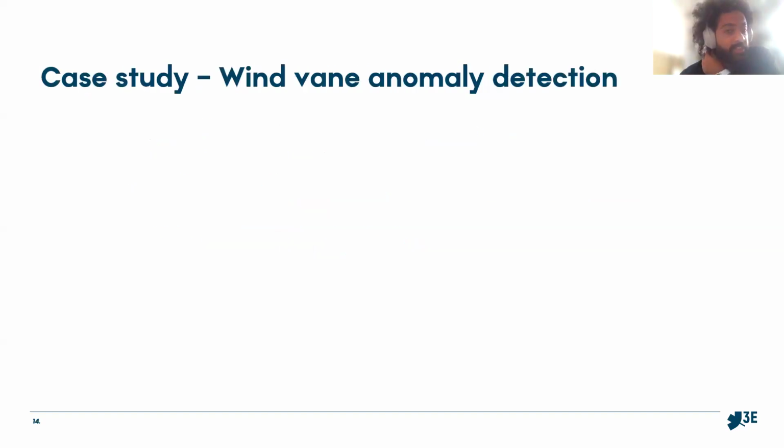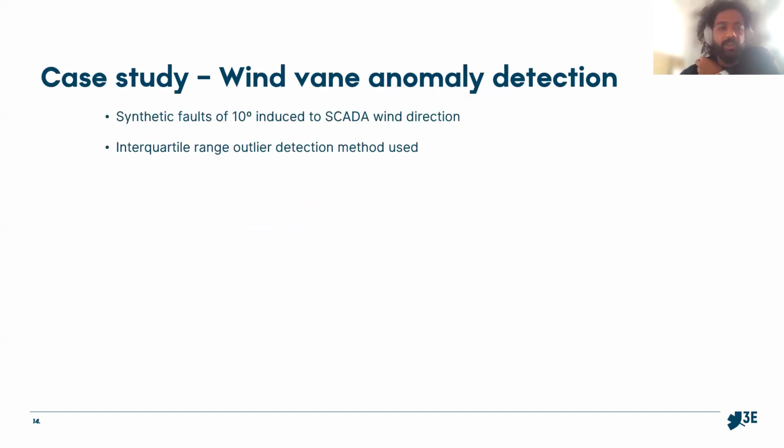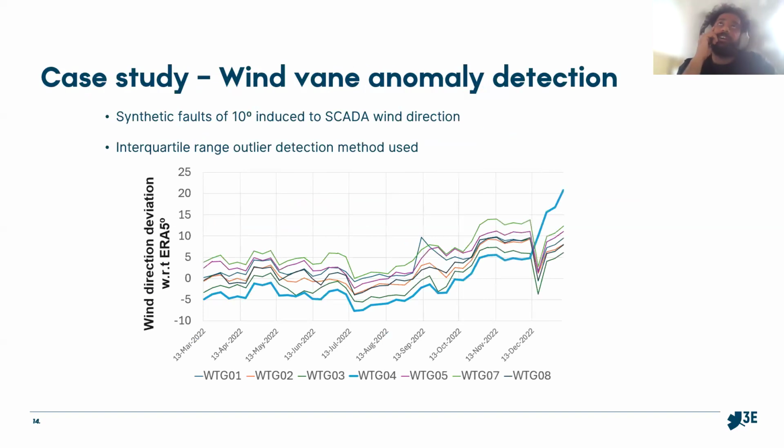For wind vane anomaly detection, as I said, we didn't have a real-life case study. So what we tried to do was to get a data set where we knew there was no fault with the wind vane, and we tried to introduce synthetic faults of 10 degrees, and see if, based on just the difference between ERA5 and the SCADA wind direction, we could find some outliers using the interquartile range.